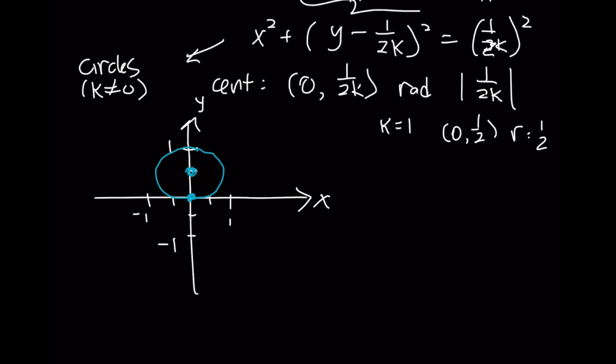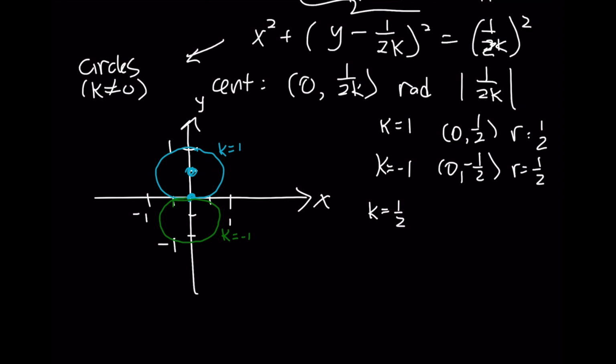Well, if I did the same thing for k equals negative 1, I would get almost identical results, except that the center would now be below. K is equal to a half. My center will be 0 and 1. My radius will be 1. So that means I'll have a bigger circle. It has its center here at 1, but it has a radius of 1. So now I'll have a larger circle that touches at the origin.